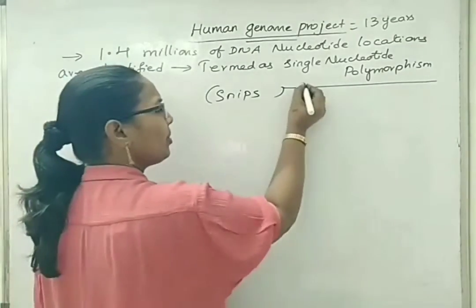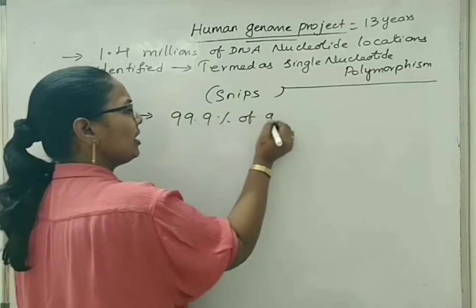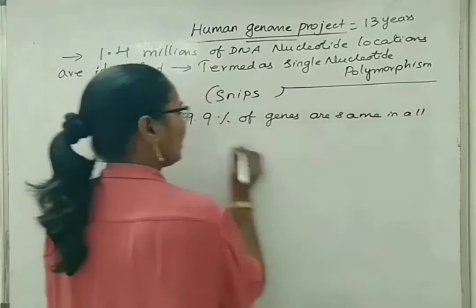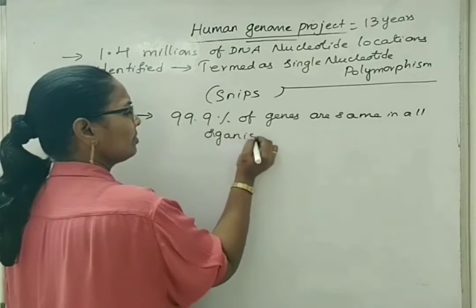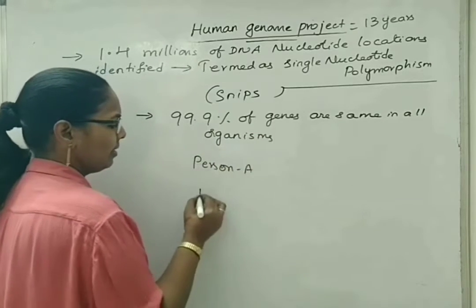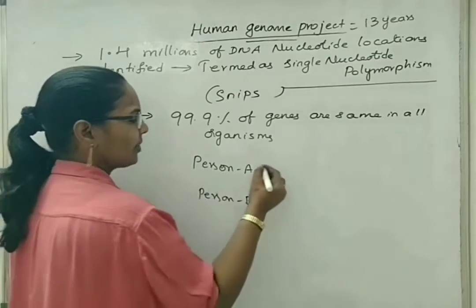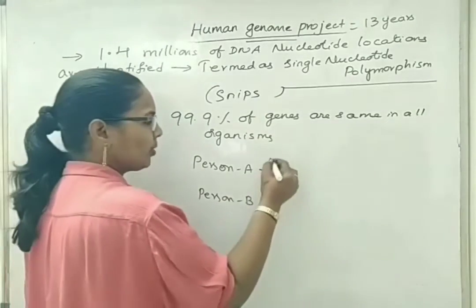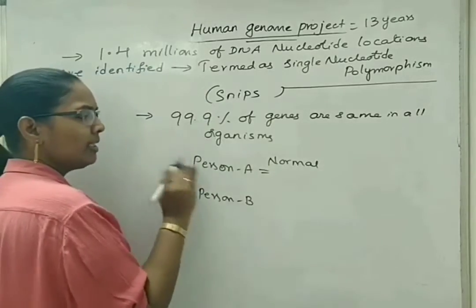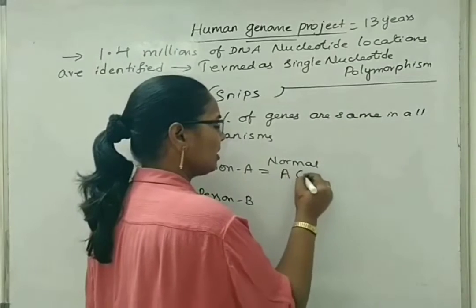What is the single nucleotide polymorphism? I previously told that 99.9% of genes are the same in all organisms. Suppose there is a person A and a person B, we'll take two persons, that is enough. His body has a normal gene sequence that is common in all this 99.9% of gene sequence, which is equal to that of a normal healthy living organism. So his body has some gene sequence like this.